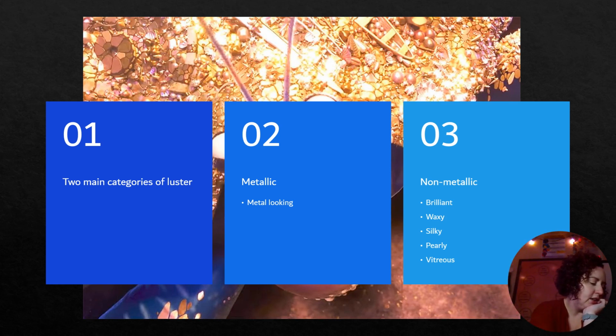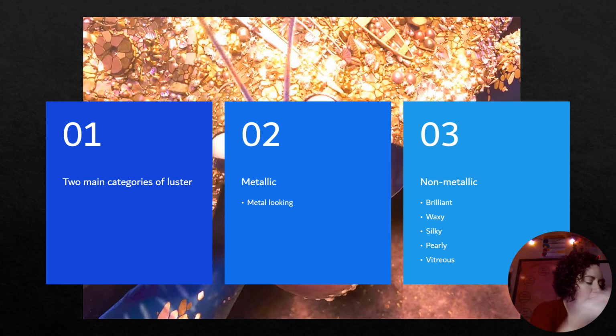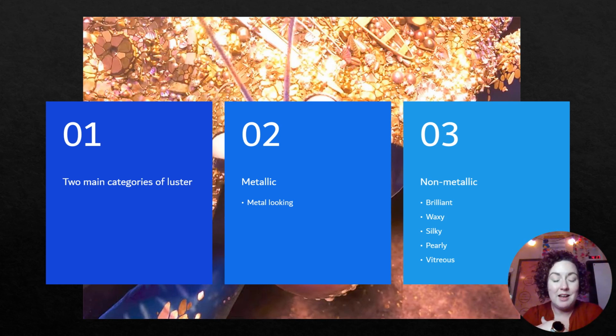Okay, so that would be metallic. Then you have non-metallic. So this would be something that is brilliant, like a diamond. This is something that could look kind of waxy. Why do I not have talc?